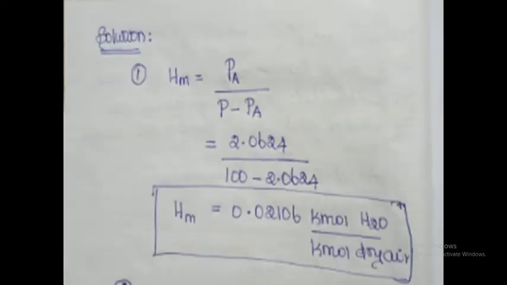Solution part, the first one, molar humidity. Molar humidity formula: HM is equal to PA by P minus PA. So PA and P are given data. Substitute here, find out the answer. Molar humidity is 0.02106. The unit of molar humidity is kilomole of water per kilomole of dry air.